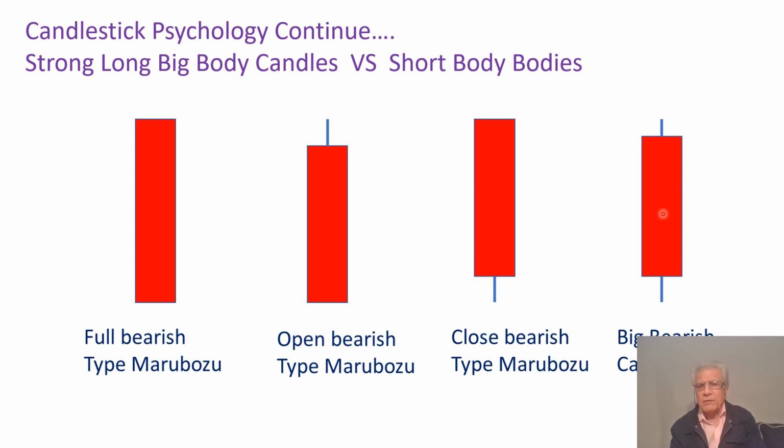This is again a strong bearish power, a bearish candle with an upper and lower shadow. This is weaker than this one, and also than the big Marubozo, but it's still strong. So these are the four strong bearish candles that you see, and the psychology behind them.